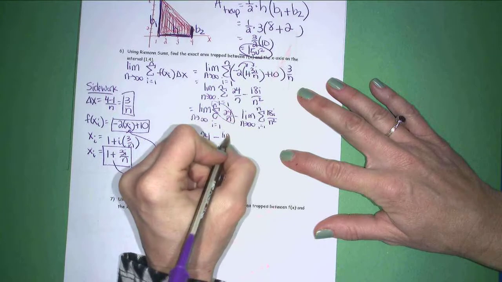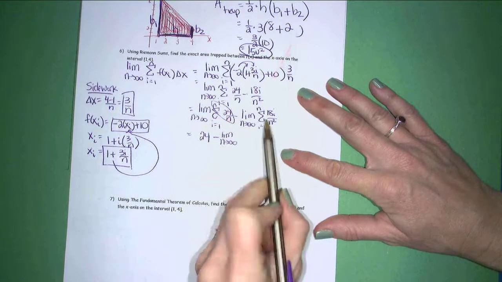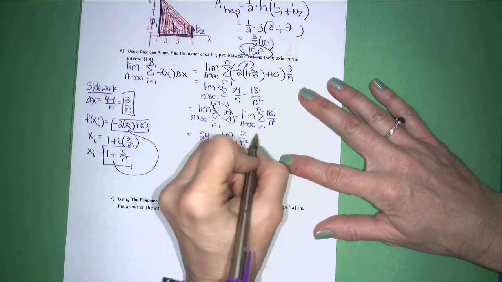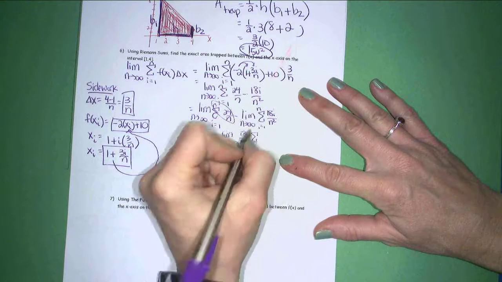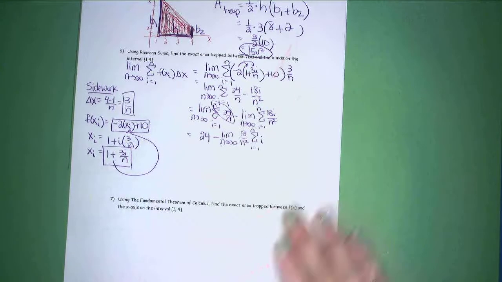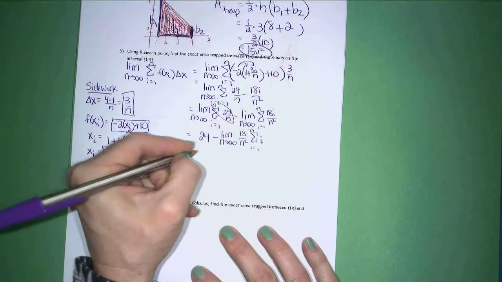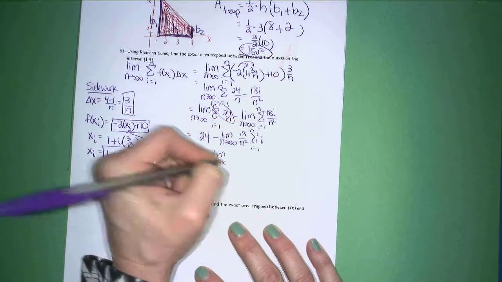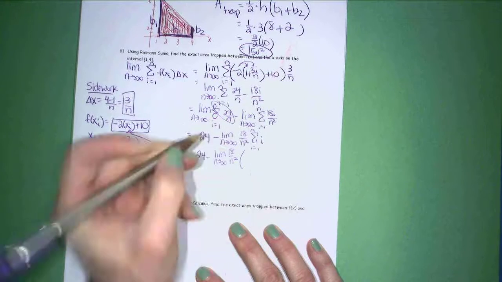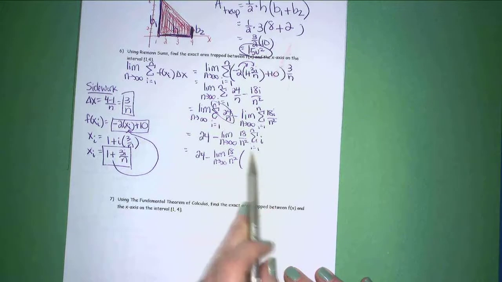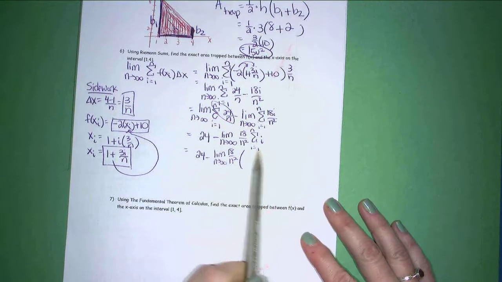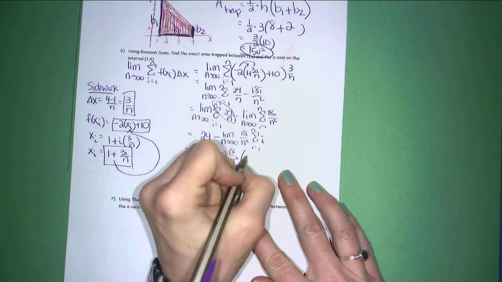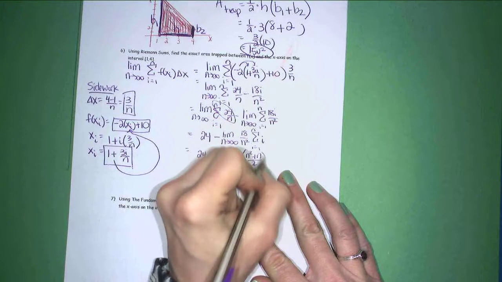I'm going to bring down my limit here. I'm going to pull 18 divided by n squared, which is my constant, to the front of the sigma sign, and I'm going to leave my i trapped alone inside. My next step, I'm going to replace the sum from i equals 1 to n of i with what it is. This means the same thing as n times n plus 1 over 2, which is n squared plus n divided by 2.